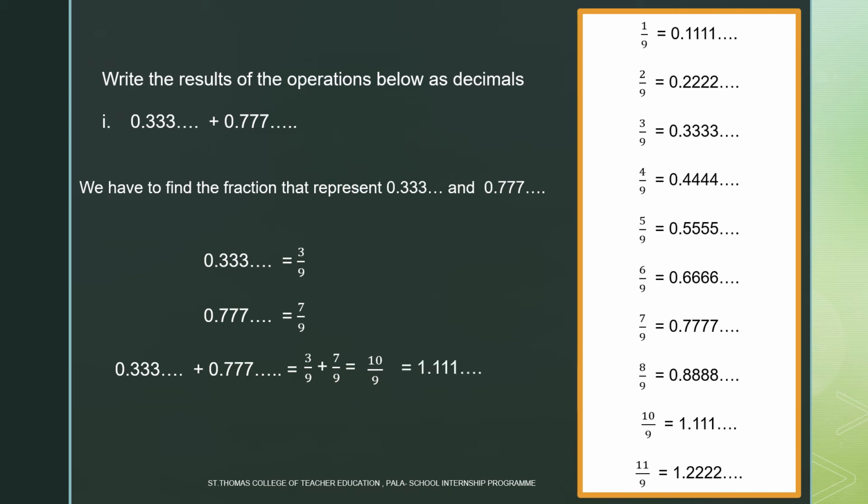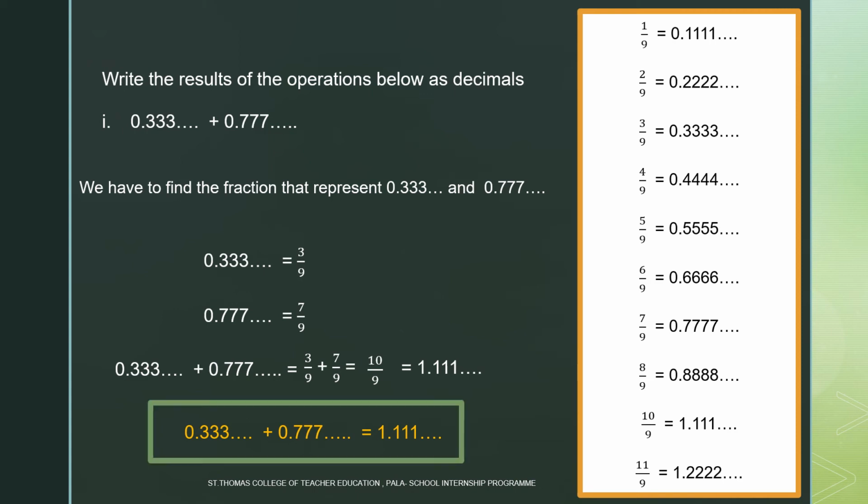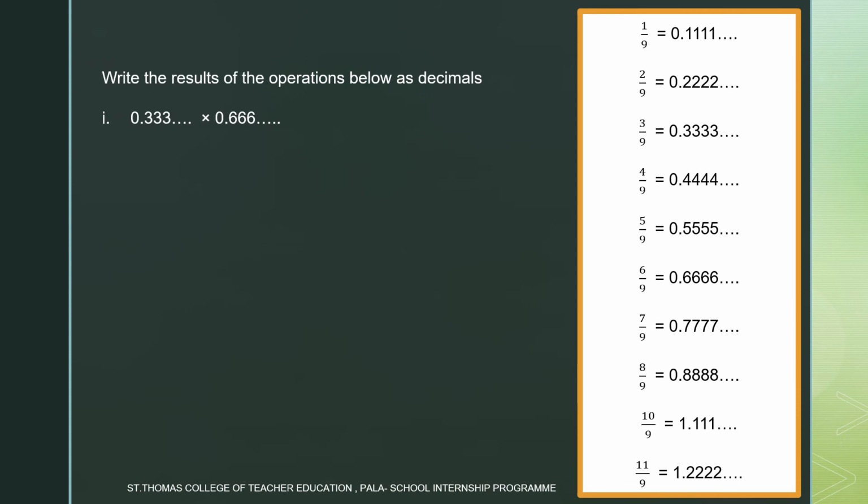and 10 by 9 corresponds to 1.111 etc. So we get the final answer for 0.333 etc. plus 0.777 etc. Okay. And the answer is 1.111 etc. Okay, let's do the next problem. Here the question is 0.333 etc. into 0.666 etc.